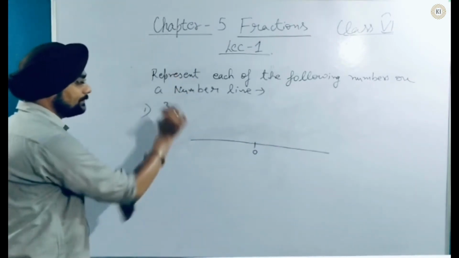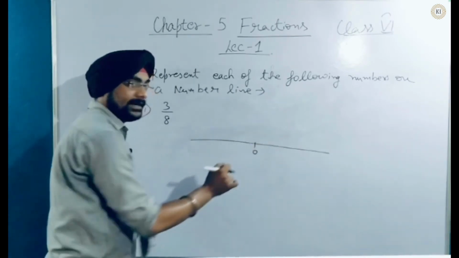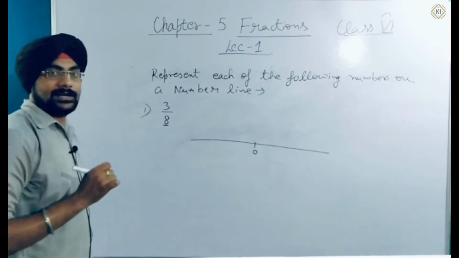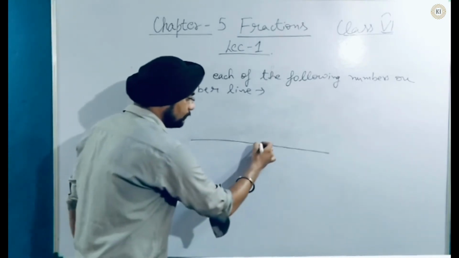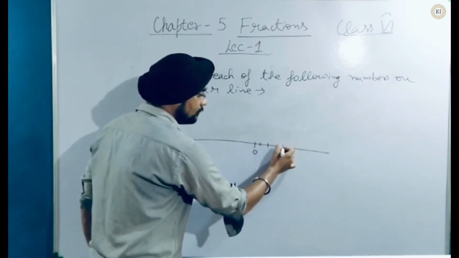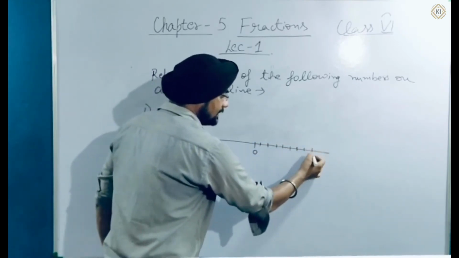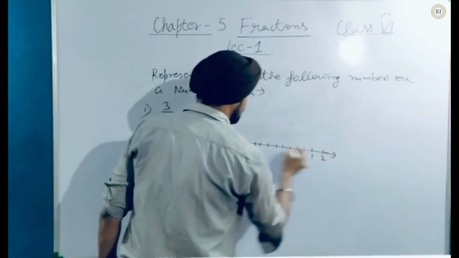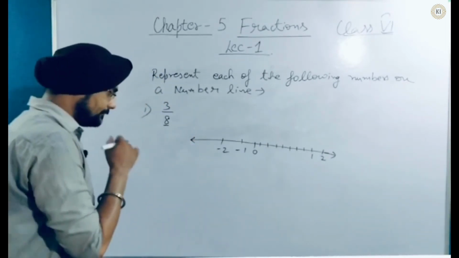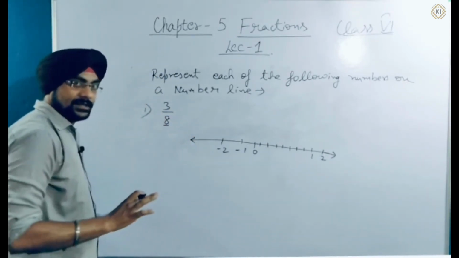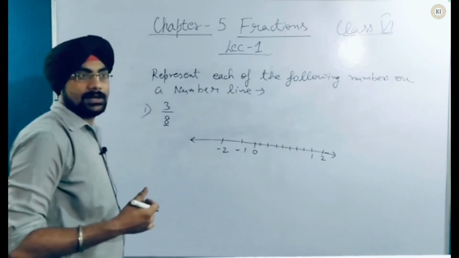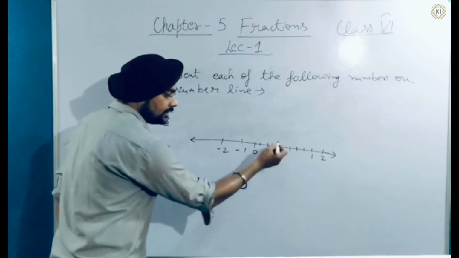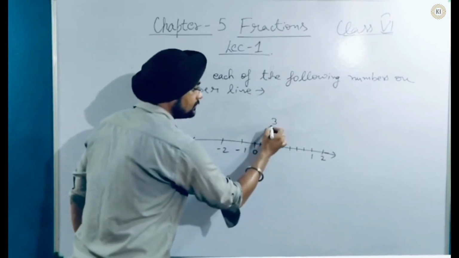So what we do here, between 0 and 1 we divide into 8 equal parts. Why am I saying 8? Because the denominator is 8. We divide according to the denominator. So we divide into 8 equal parts: 1, 2, 3, 4, 5, 6, 7, 8. This value 8 will be 1. We will show some negative part also because it comes on the number line. Now 3 upon 8, you can see the numerator is 3. We always show the value on the number line with the help of the numerator. So 1, 2, 3. This value represents your 3 by 8.